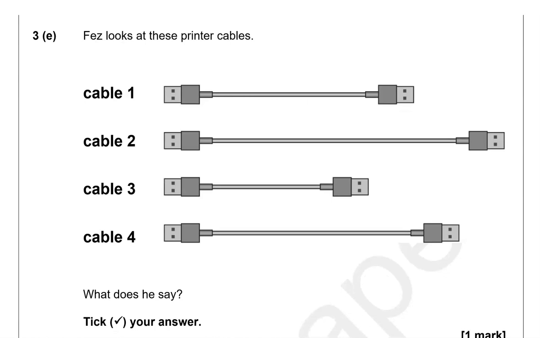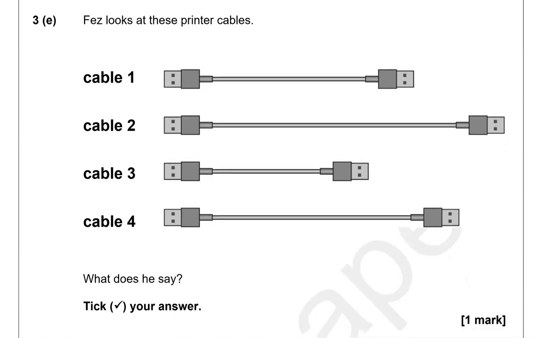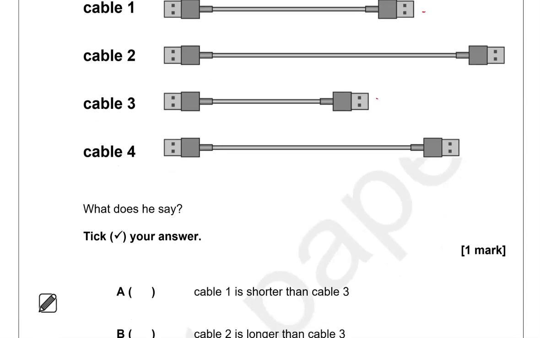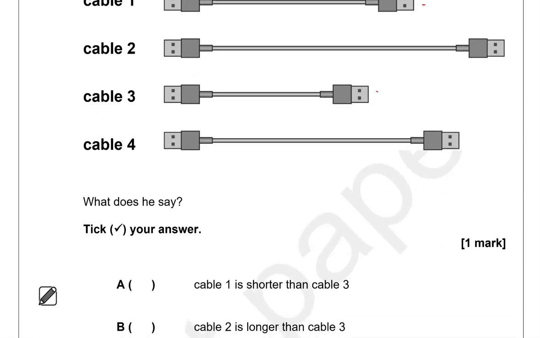Fez looks at these printer cables. We've got cable 1, 2, 3 and 4 of different lengths. What does he say? Tick your answer. Does he say cable 1 is shorter than cable 3? Let's compare. Cable 1 is shorter than cable 3. That's not correct, so we're not going to tick that. Cable 2 is longer than cable 3. That is correct.